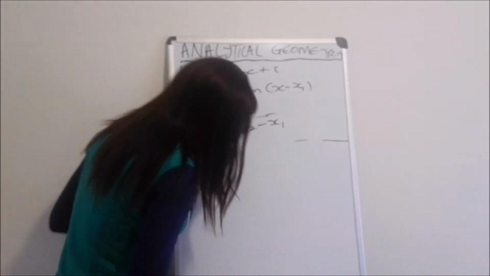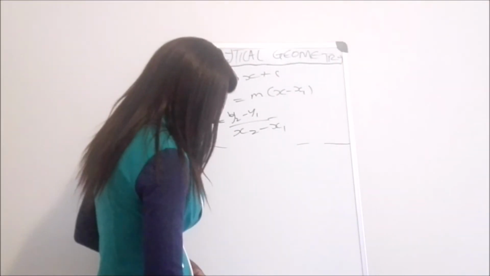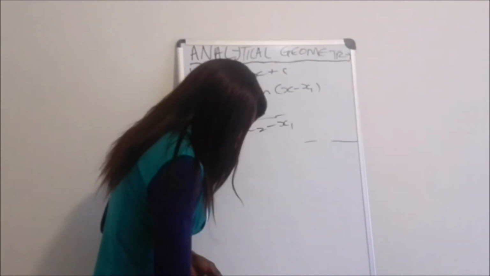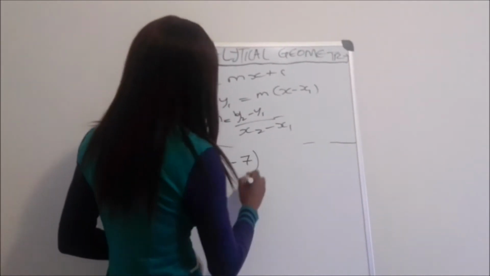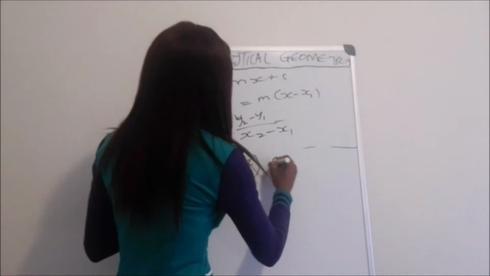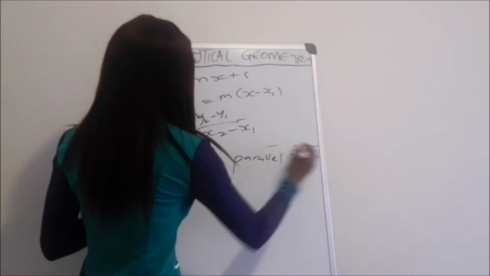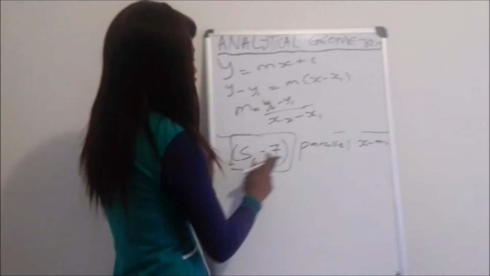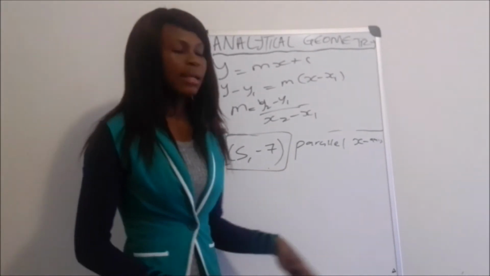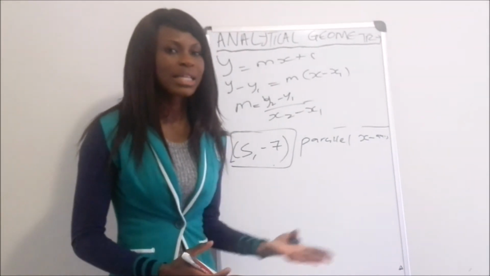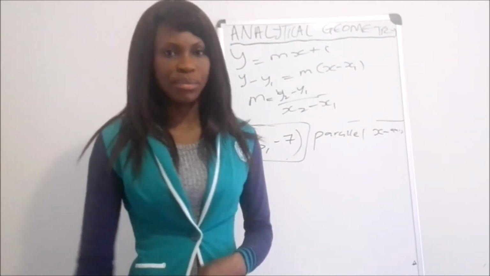For this question, it says we must find an equation of a straight line which is parallel to the x-axis and passes through the point (5, -7). This line is parallel to the x-axis, and it's passing through the point (5, -7). Alright guys, if they are talking about parallel, that means the two lines, the x-axis and this line, have the same gradient.